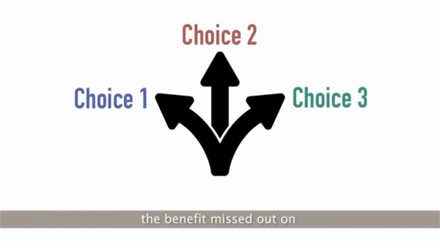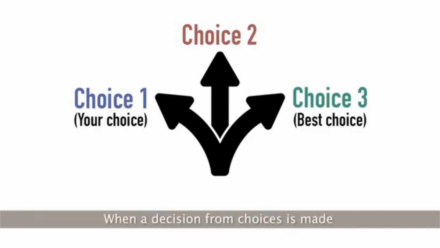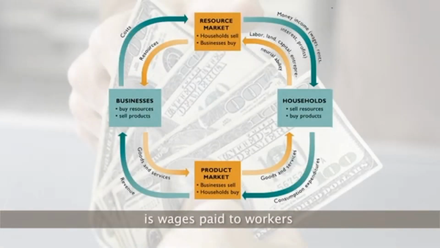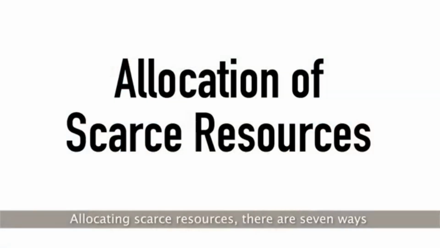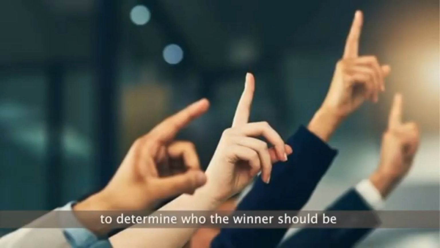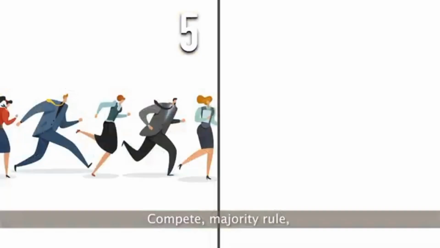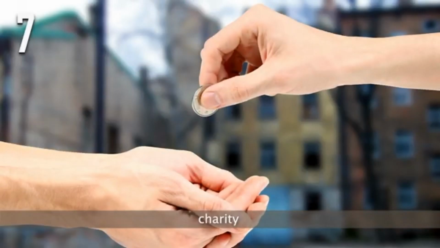Opportunity cost is the benefit missed out on when a decision from choices is made. The circular flow model is wages paid to workers, and then sales is how producers are paid. Allocating scarce resources, there are 7 ways to determine who the winner should be. First come, first served, auction, lottery, government decree, compete, majority rule, charity.